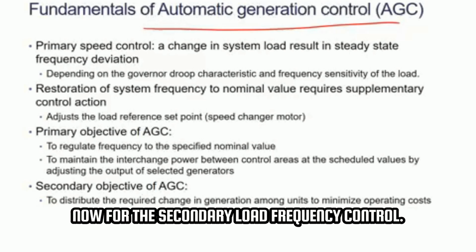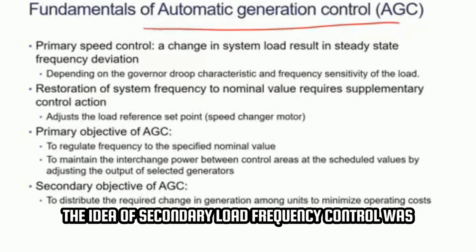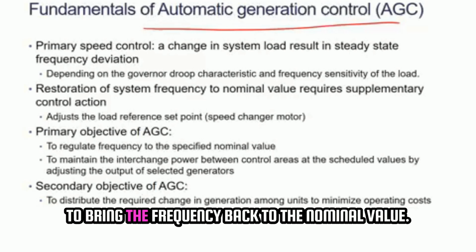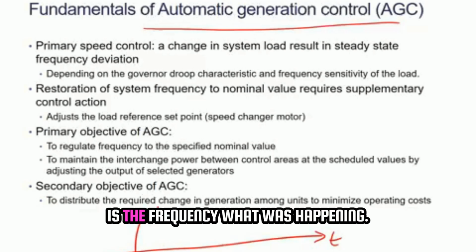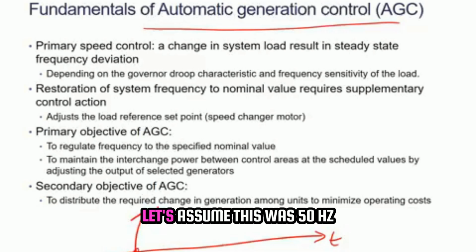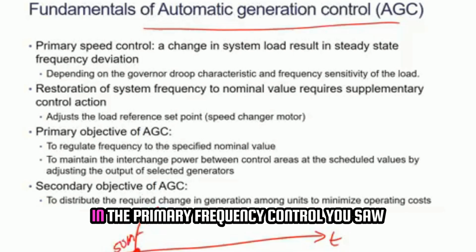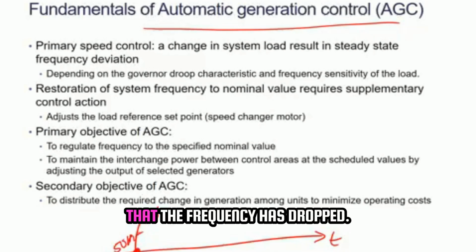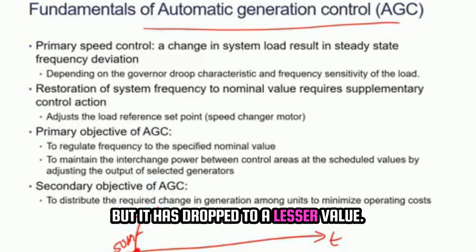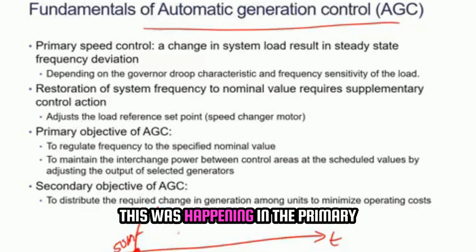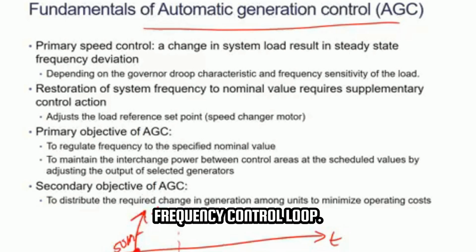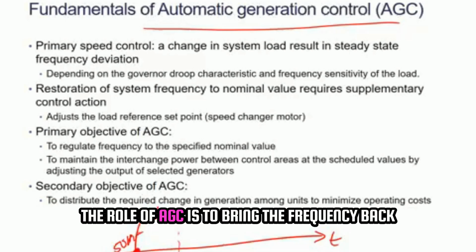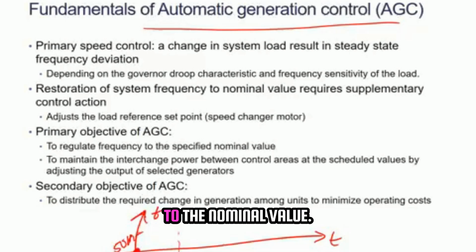Now, for the secondary load frequency control, the idea was to bring the frequency back to the nominal value. So assume that this is the time, this is the frequency. Let's assume this was 50 hertz. In the primary frequency control, you saw that the frequency has dropped, agreed, if the load has increased, but it has dropped to a lesser value. This was happening in the primary load frequency control loop. And now the role of AGC is to bring the frequency back to the nominal value.